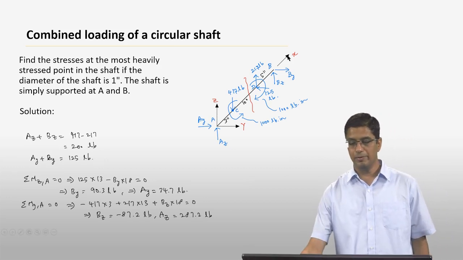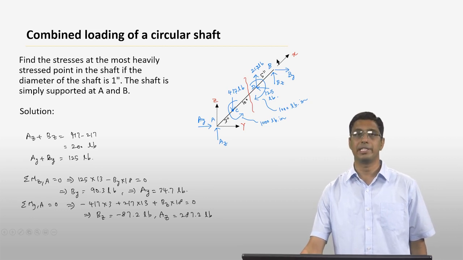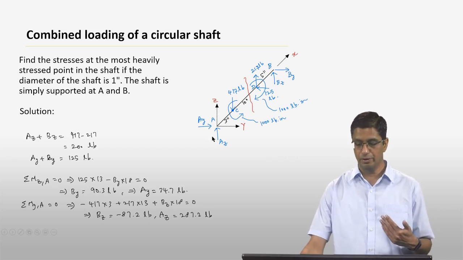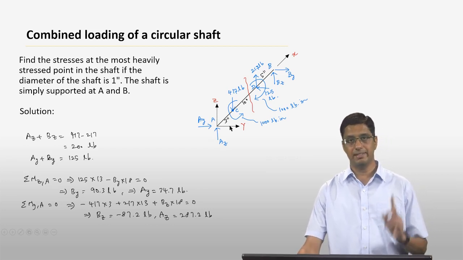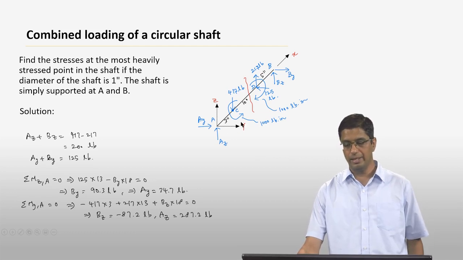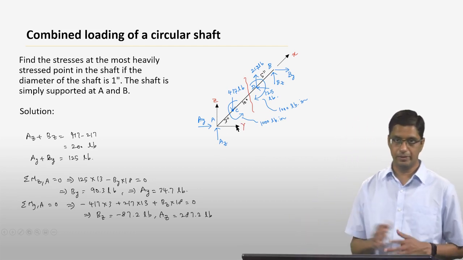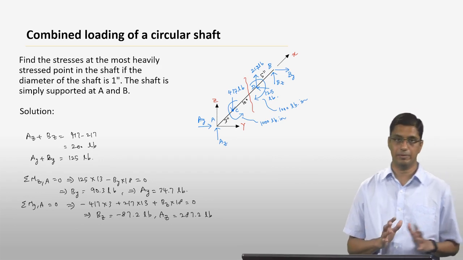Okay, but we also have to keep in mind what the coordinate system is. Here the coordinate system is defined such that the x-axis is along the axis of the shaft. It goes from A to B. The z-axis is vertical, and the y-axis is going to the right. So this is the coordinate system that we have to work with.